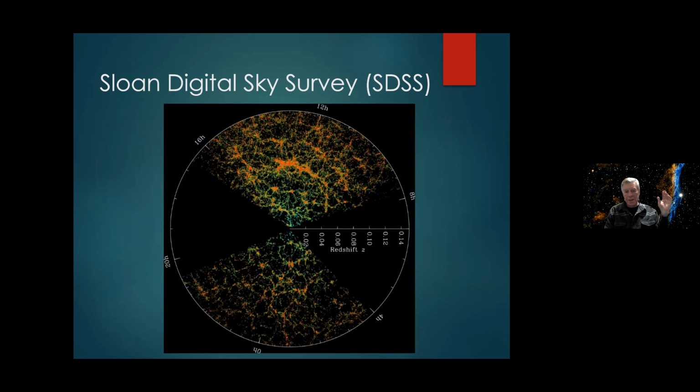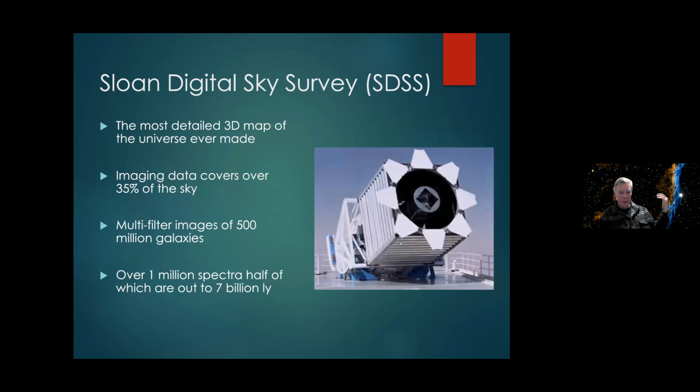And so this is what the current map looks like, and boy, there's that cosmic web. Here's that redshift Z number again. Now this is only looking out to a Z number of 0.14. So that was about 7 billion light years. Okay.